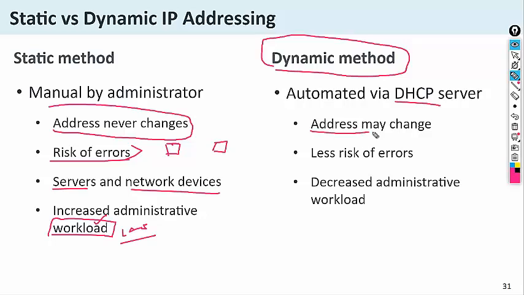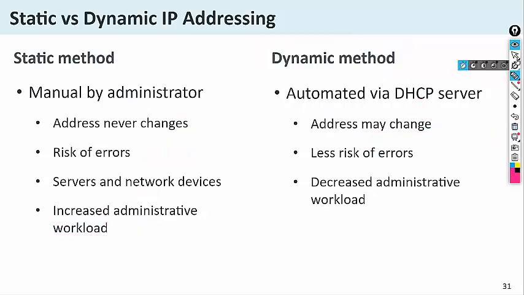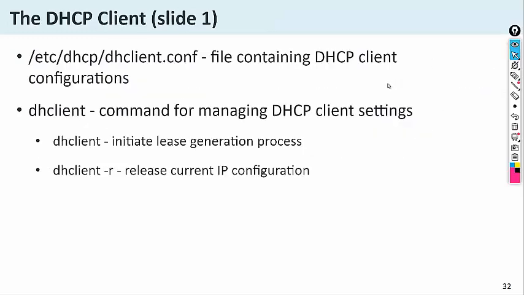So these addresses may change based on the DHCP server, but there is no chance of errors. And of course, it is going to remove the workload of the administrator. So how can you find out this information?